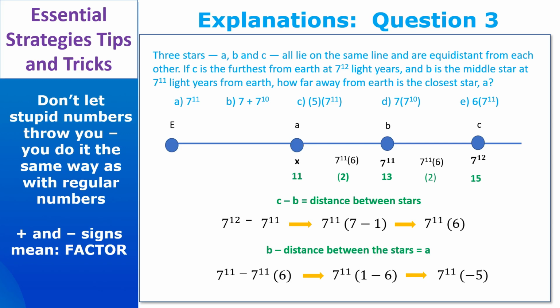That's our answer. It means that star A is somewhere to the left of Earth. It's on the negative side of the number line, but that's okay. The distance to Earth is still 5 times 7 to the 11th. Okay, very nice job. Now, this is a really hard question, so I'd highly recommend doing that one a couple of times from the top until you're really comfortable and you've got it. Because if you can do this one, you can handle almost anything they throw at you.